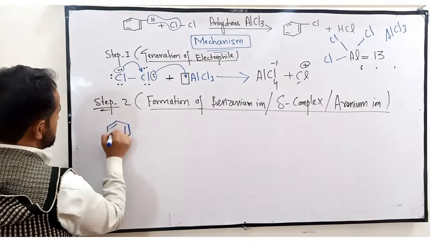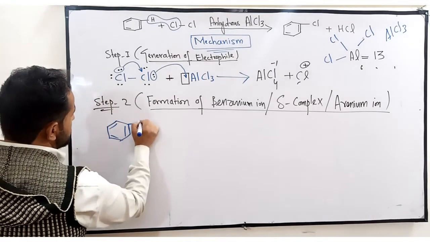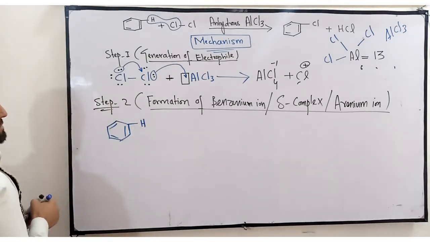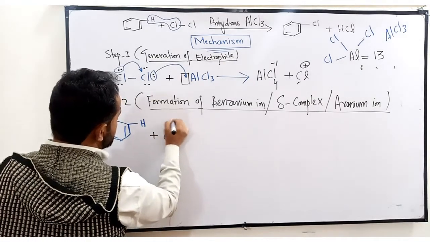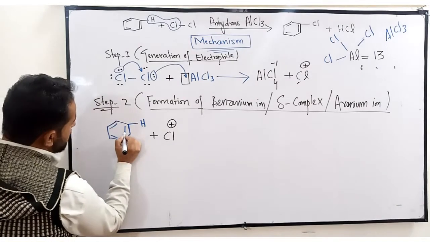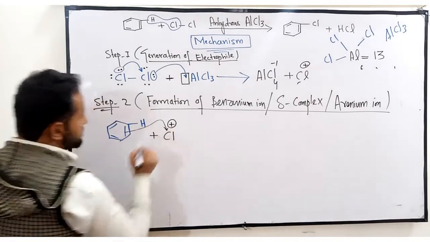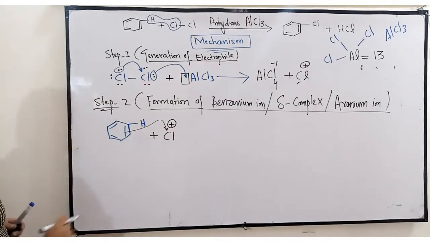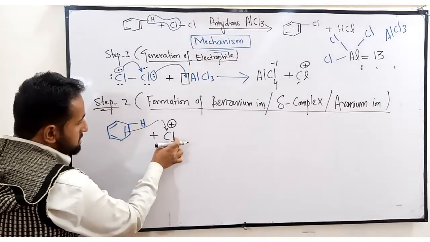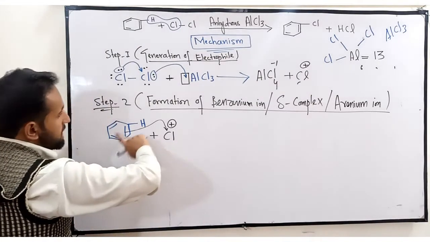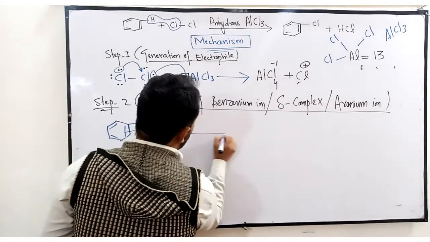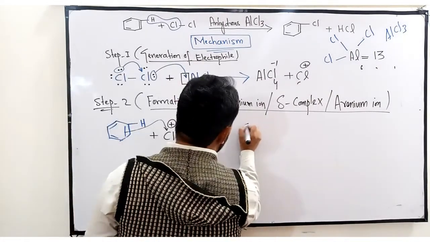This is the benzene molecule. This is one of the hydrogen atoms. This is Cl positive, the chlorinium ion. Now the double bond of the benzene will attack on it. This is very simple, because this is a strong electrophile. Now the double bond of the benzene can attack on it. It forms a sigma complex.